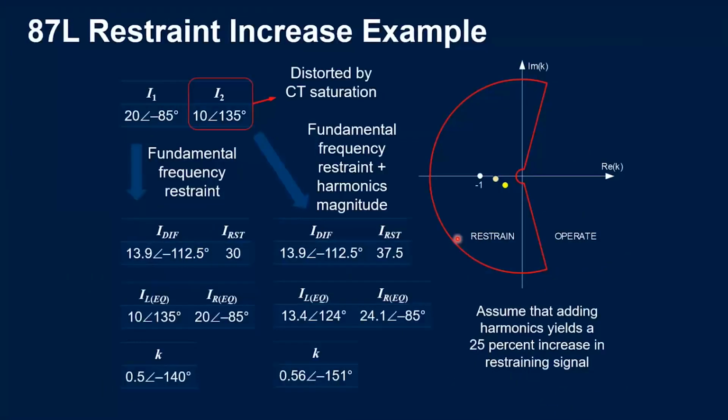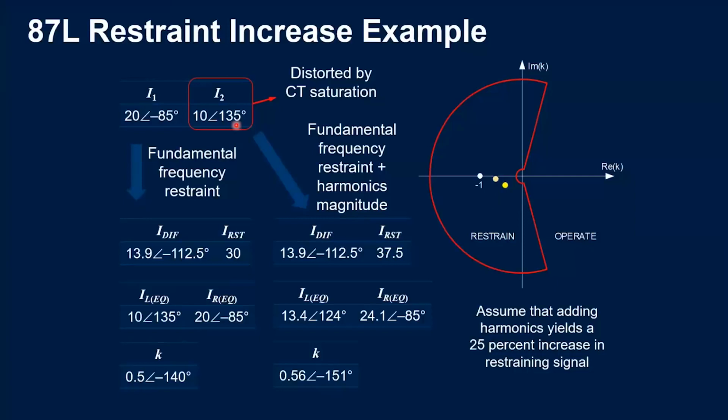Let's see how that works. So in this example, we have a fault which gives this positive sequence current and this negative sequence current. But this negative sequence current is due to the distortion created by the CT saturation. So if we try to calculate the operation point of this fault, we will end up with these local and remote equivalent currents, which yield this operation point, which is 0.5 angle minus 140 degrees, which will be placed in the alpha plane around here.